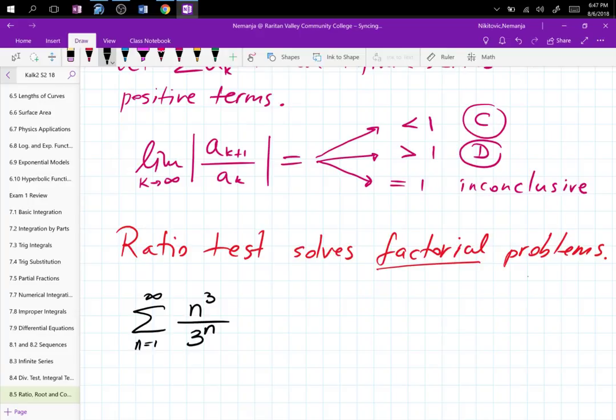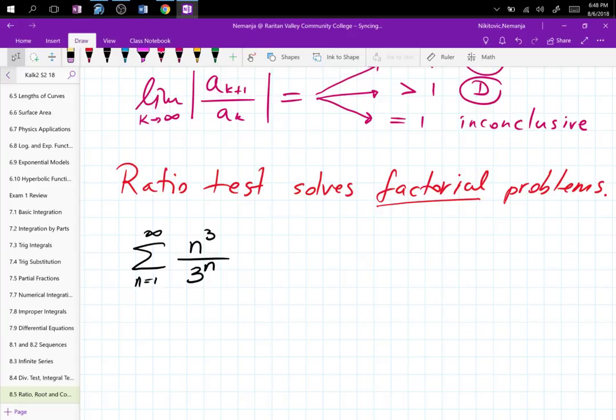The numerator is a polynomial, n cubed, and the denominator is exponential. So in some sense, you have this battle between the p-series and the geometric series, with this problem being both at the same time. That's no bueno. You can't use one or the other because they're both present. So what do we do? Well, the answer to this is the ratio test. The ratio test is good for factorial problems, but it's also used any time you have mixed types of functions.